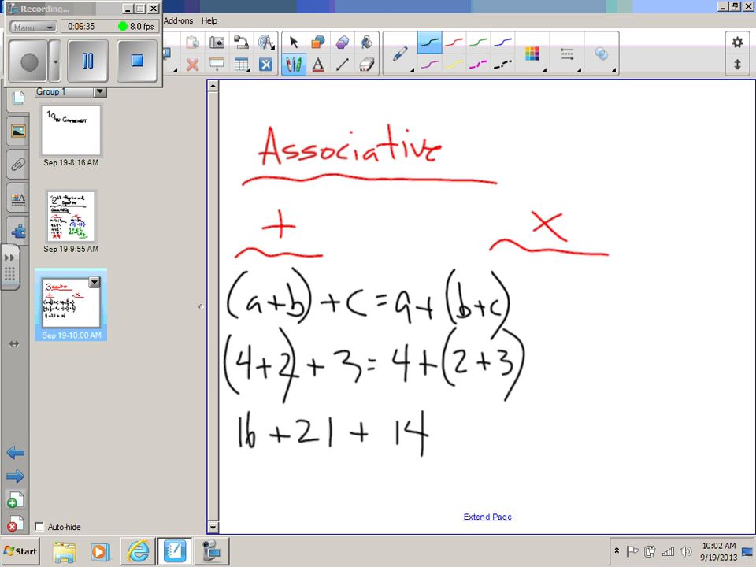So if you had a problem like this, you may not want to take the 16 and the 21 first. How might you want to group it? Well, it might be easier to do it in your head. Key? Yeah, maybe I would say, you know what? That 16 and 14, they go well together. That's going to give me a 30. 30 plus a 21 would equal 51. Yeah.